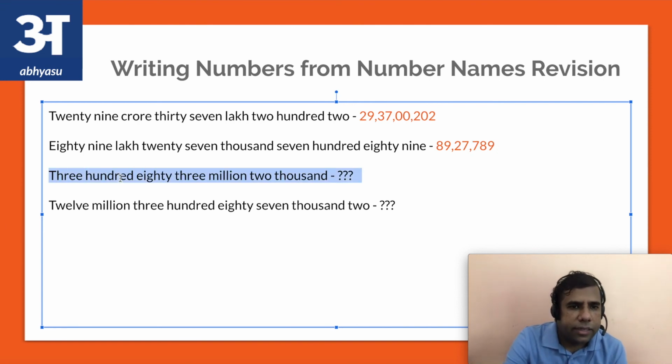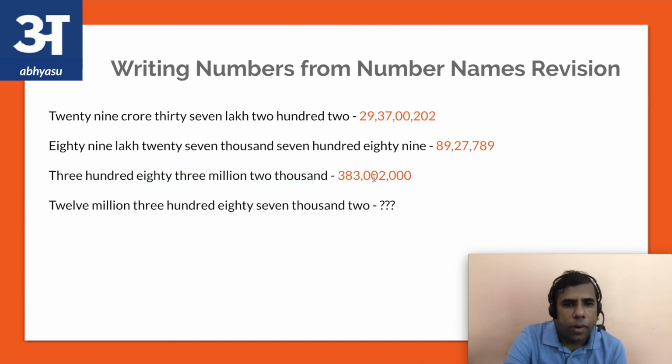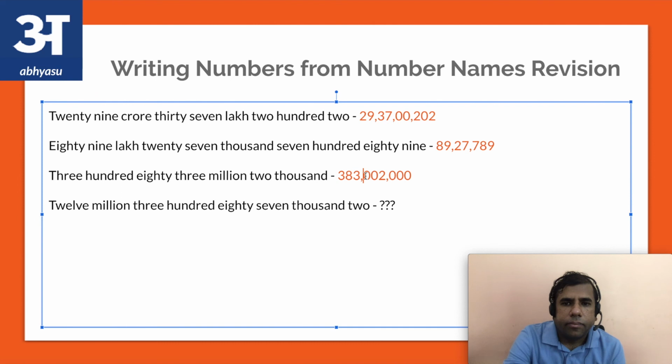Let's look at the next example. 383,002,000. This is now in the international system. So 383 comma and 2000. So 0 in the hundred thousands place and 0 in the 10,000 place. So both of these will be 0 and 2000. So 00 2000. So 383 comma 002 comma 000.